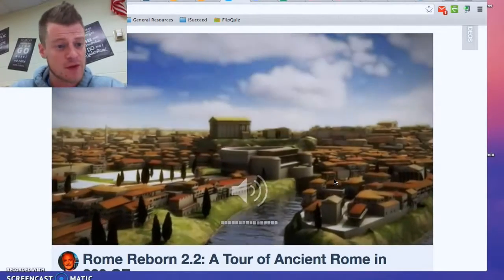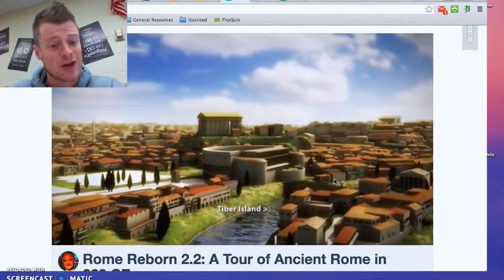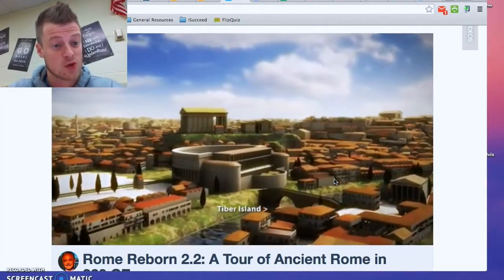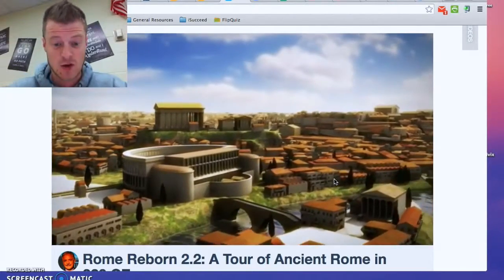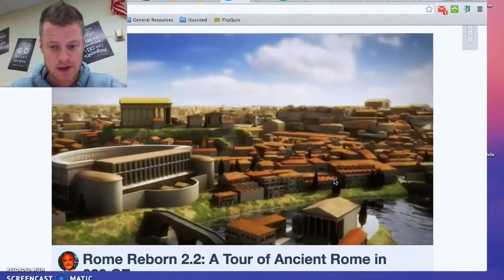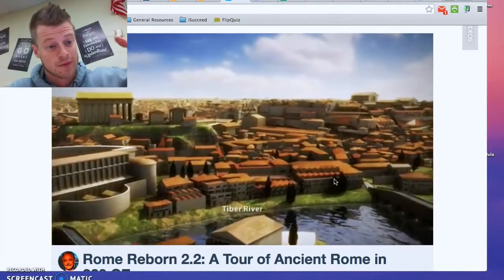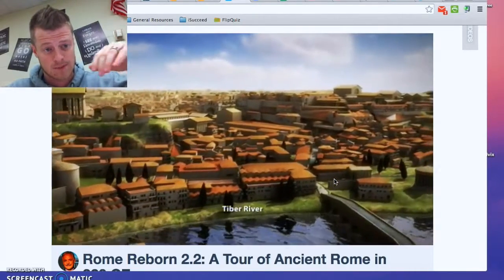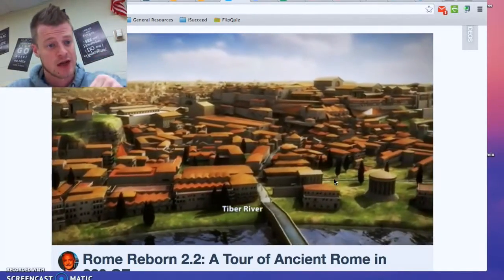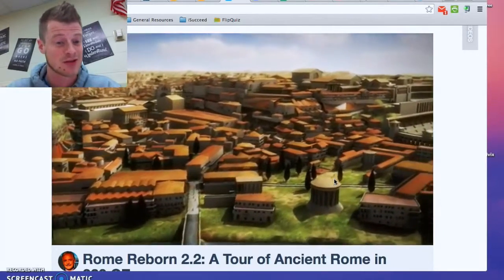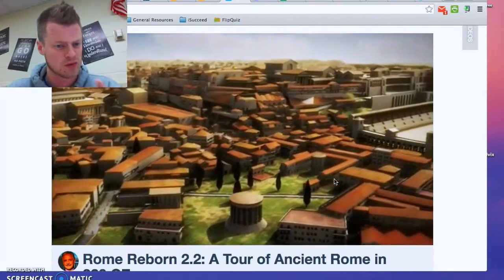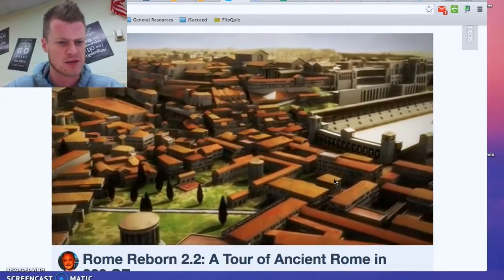If you didn't know, Rome was founded on the Tiber River, which is what we're flying over right now in the video. That's Tiber Island. The Tiber River flows through Rome, and there are seven hills that Rome is organized upon, where you can see one right now. We'll come back to those in a minute.